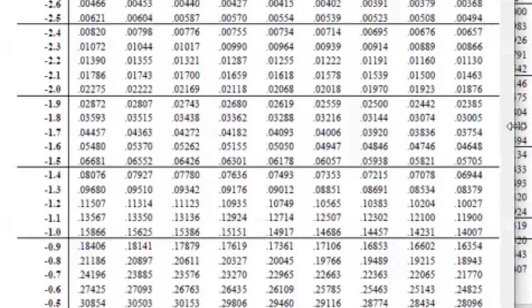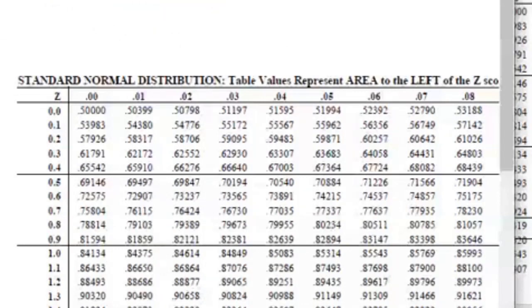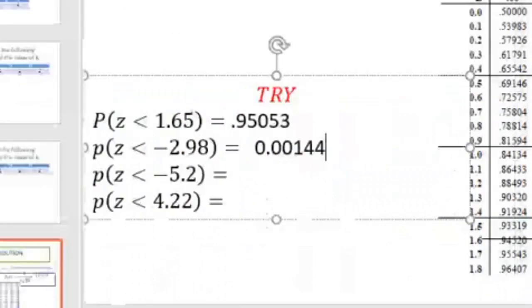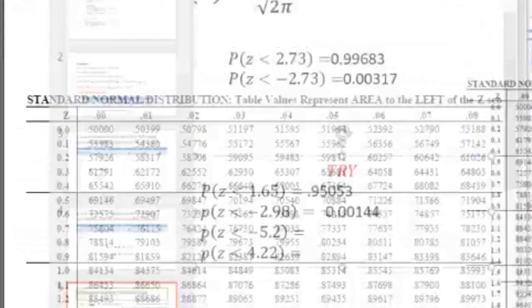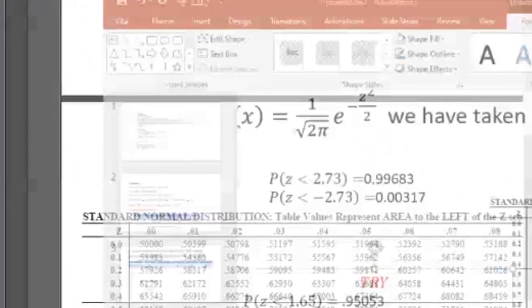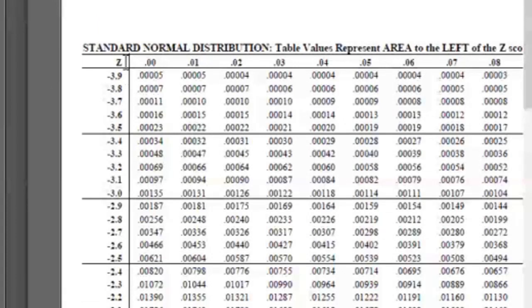But the question is minus 5.2. If you look at the table, the negative side goes only up to minus 3.9. Minus 4 is not there. In that case, take the very first value. Any value less than minus 3.9, minus 4, minus 4.1, minus 4.2, minus 4.3, anything, take the first value, 0.4 zeros followed by 5. Very simple.